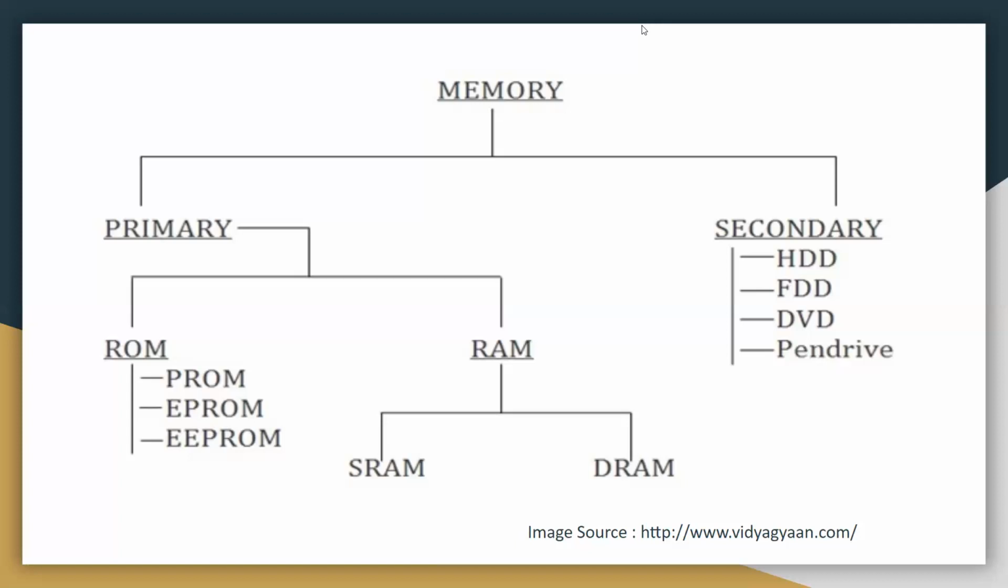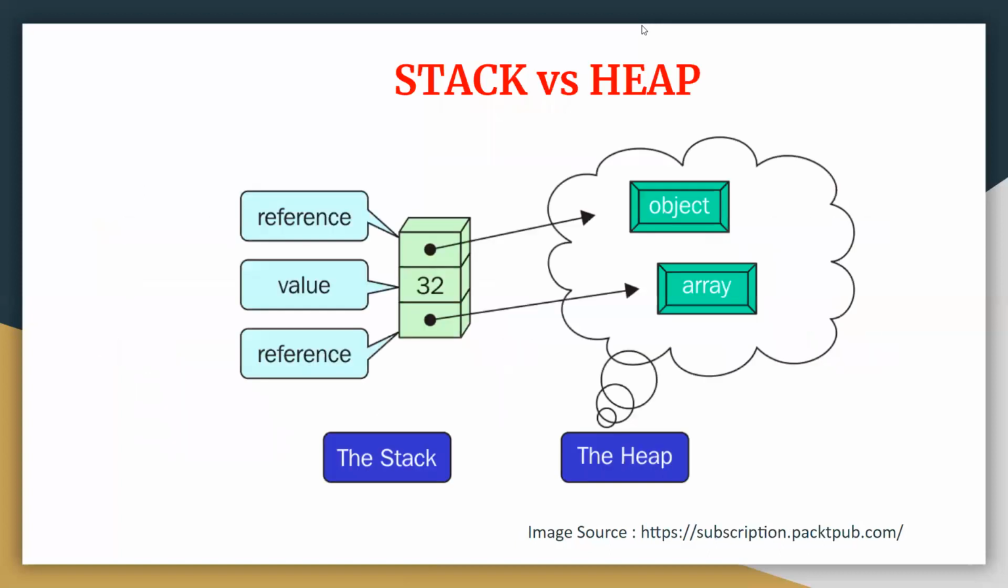So hope you have understood the memory. It is categorized into two: primary memory, which is also called main memory, and secondary memory, which is called external memory or backup memory. Primary memory is divided into two, that is ROM and RAM. RAM is divided into two parts, SRAM and DRAM. ROM is divided into three: PROM, programmable ROM; EPROM, erasable programmable ROM; and EEPROM, electrically erasable programmable ROM. Okay, so let's move to the next.